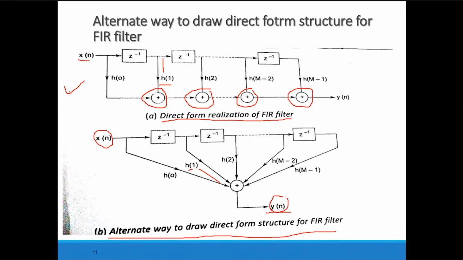y of n. So this is nothing but the direct form realization of the filter, with a multiple-input adder circuit. Here the structure changes only in that an M-input adder replaces these 2-input adders. So this is one alternate way to draw a direct form structure.